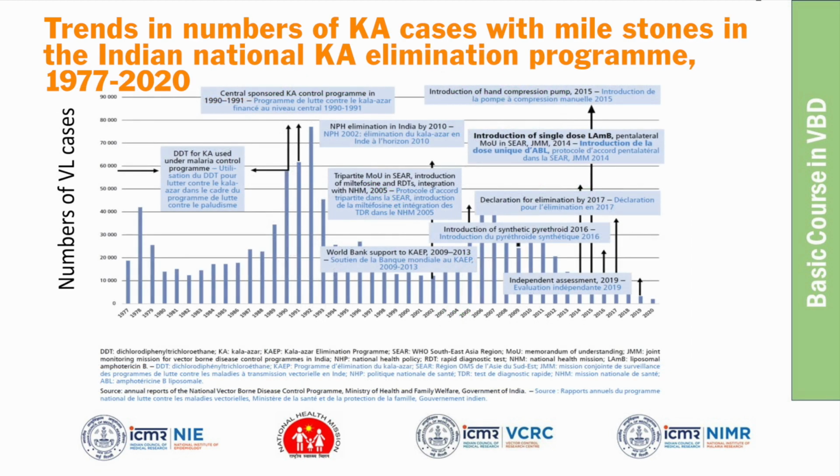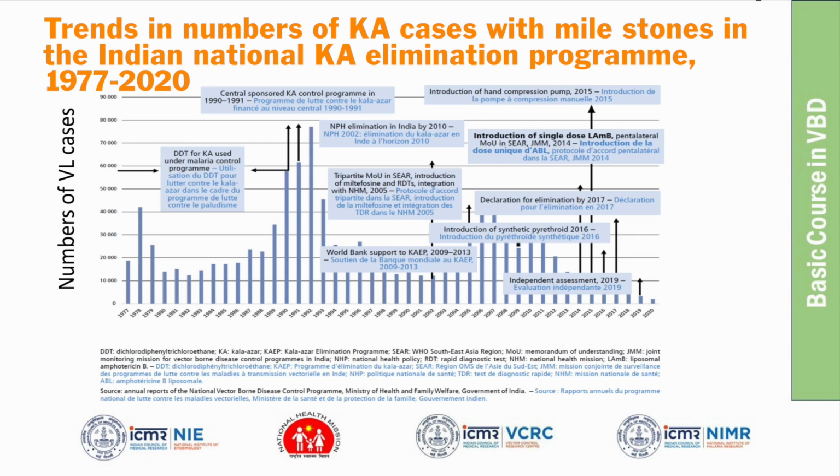This picture shows the trends in the number of Kala-Azar cases with the milestones in the Indian National Kala-Azar Elimination Program from 1977 to 2020. The bar chart shows the number of VL cases reported over the period from 1977 to 2020. As I was saying earlier, it is a cyclic pattern. Every 12 years there is a peak, and then it declines after 2008. In India, it comes down to around 500 or 600 cases in 2020. And the different phases of these interventions are listed in the blue boxes.